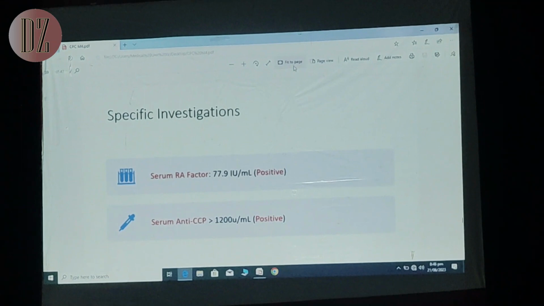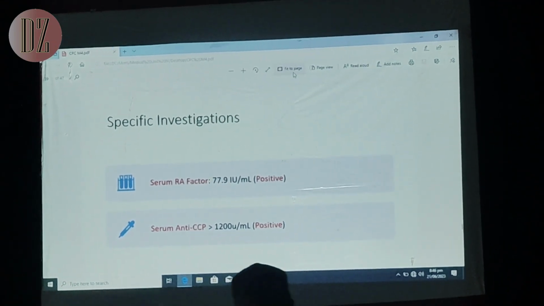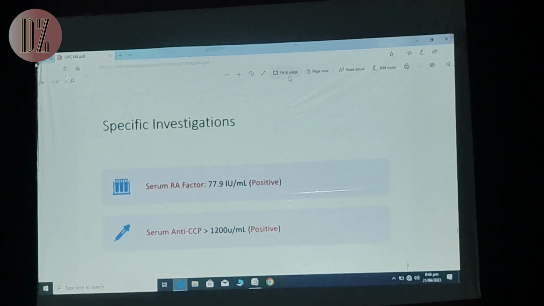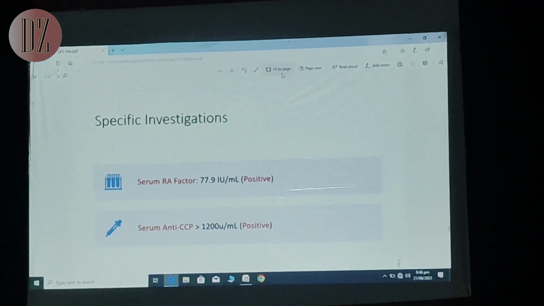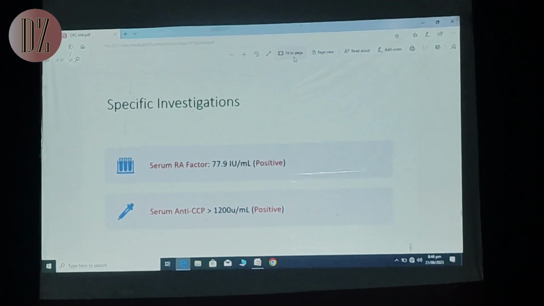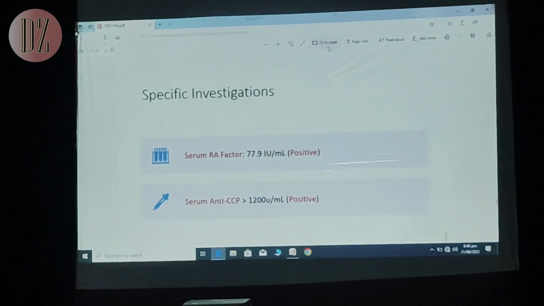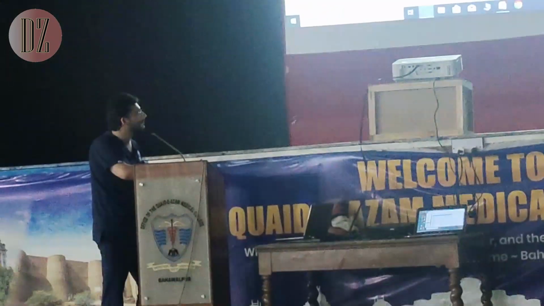Among the specific investigations, the rheumatoid factor, RA factor, was positive, and serum anti-CCP was also positive. In this particular patient, we could not arrange an X-ray, but we can also go for radiological investigations in which we can find the typical rheumatoid features in X-rays of the particular joints which are currently affected.